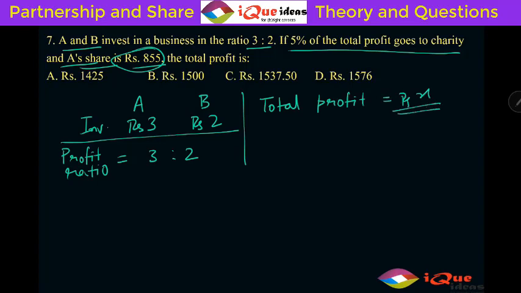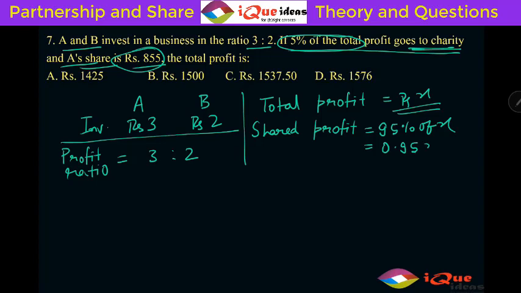Now, if 5% goes to the charity, then what is the remaining profit which is shared? So the shared profit will be equal to 95% of X, right? Or you can also say, see, 5% goes to the charity, so remaining will be 100 minus 5, that is 95%. So 95% of X will be 0.95X, 95 by 100 into X. Now this is the shared profit and it has to be shared in the ratio 3 is to 2.